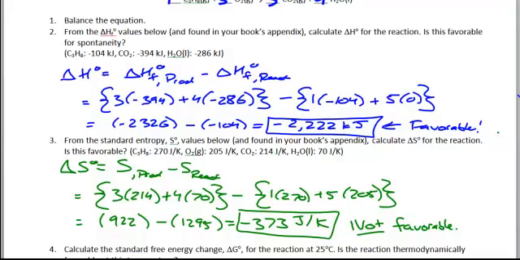Okay, looking back at our results, we get a delta H of negative 2222 kilojoules, which is a very, very favorable enthalpy change. As you know, it's combustion. Combustion releases a lot of heat. That's a good thing. For part 3, the entropies, we get an entropy change of negative 373 joules per Kelvin, which is not favorable.